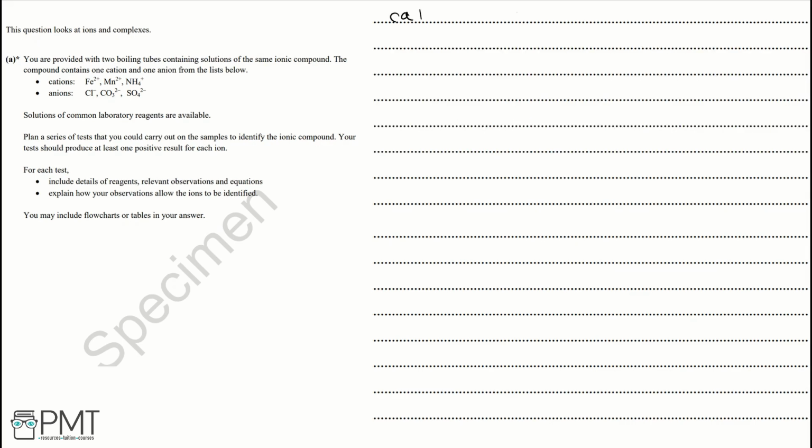If we begin with the tests for the different cations we're presented in the question, we can set this out as a table with cations, the test, and the result. We have three different cations that we're presented. We have Mn2+, Fe2+, and NH4+. We're going to test each of these with aqueous sodium hydroxide, so I'm writing NaOH just to simplify the sodium hydroxide.